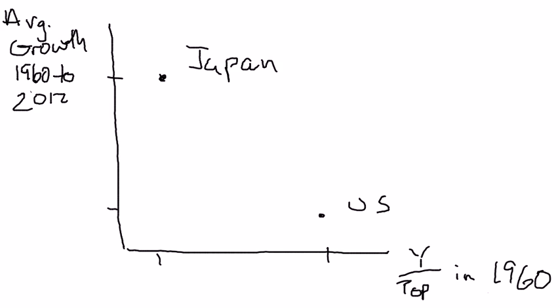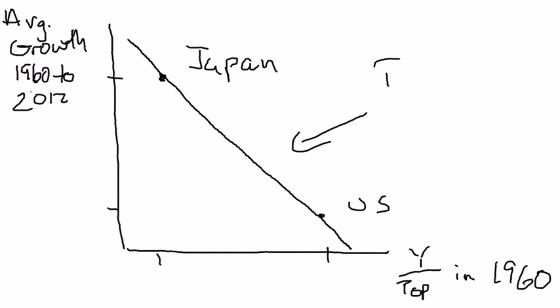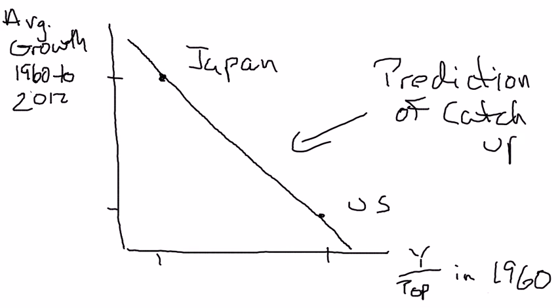Okay? Well, for us, we'll just go ahead and pretend 2 points determine a line here, and I'm going to try to do this as a straight line, but I might fail. This is the prediction from catch-up, which basically says countries that are relatively rich grow slowly and countries that are relatively poor grow quickly. Okay? That's all the phenomenon of catch-up is.